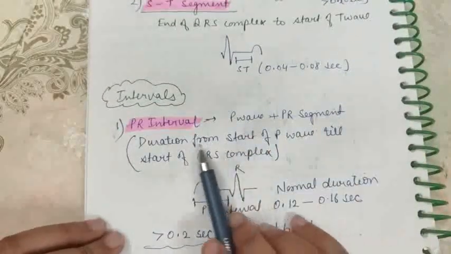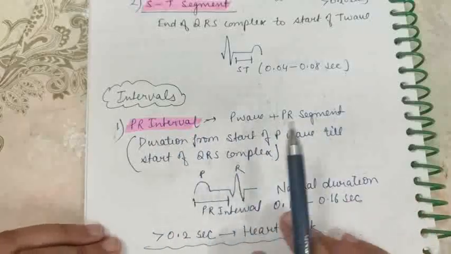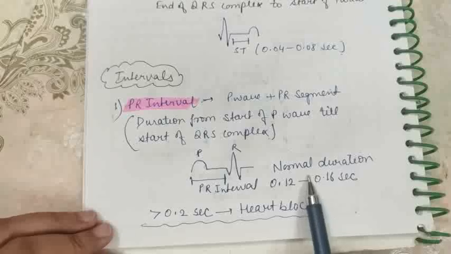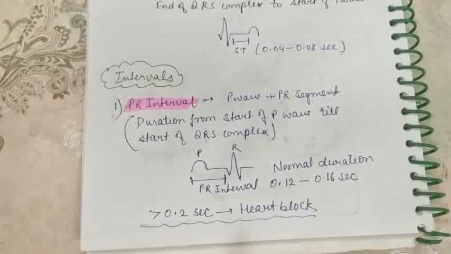Interval, PR interval, which is very important to rule out heart block. P wave plus PR segment. The duration is basically 0.16 till 0.2. More than 0.2 is taken as heart block.